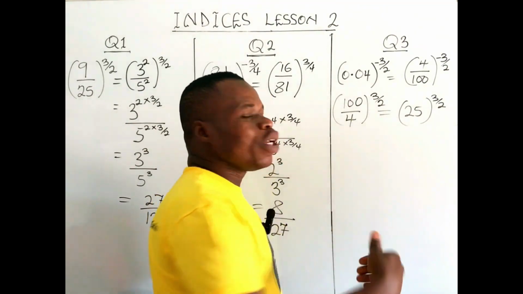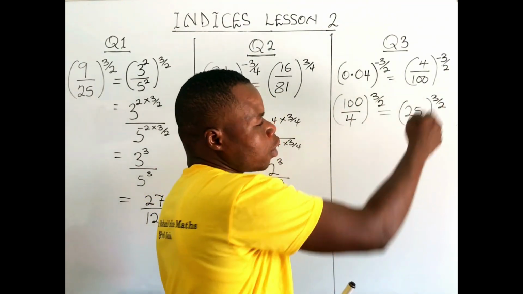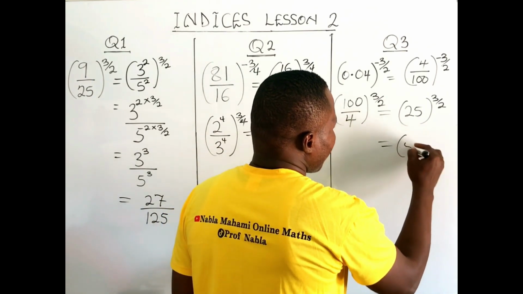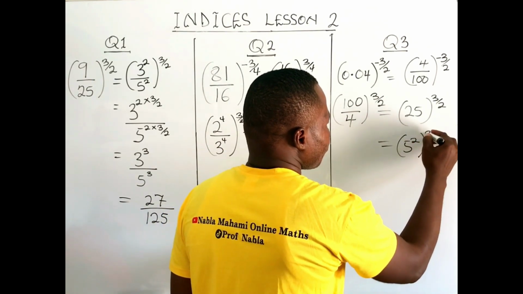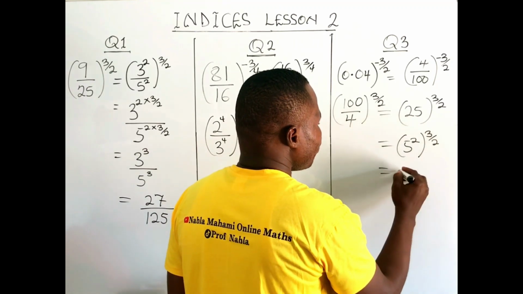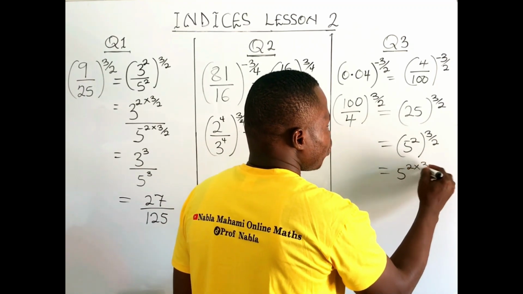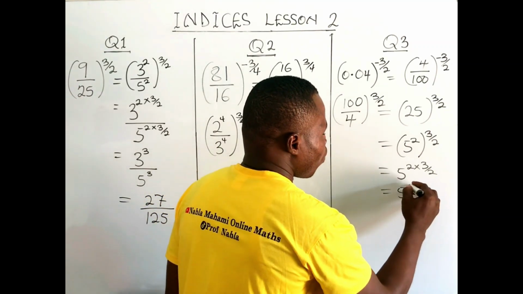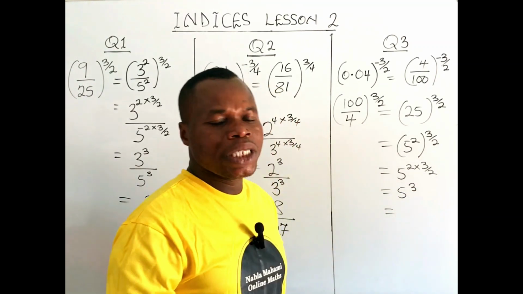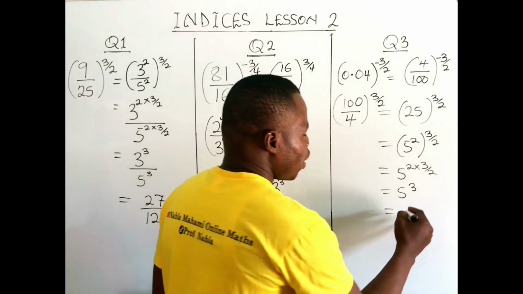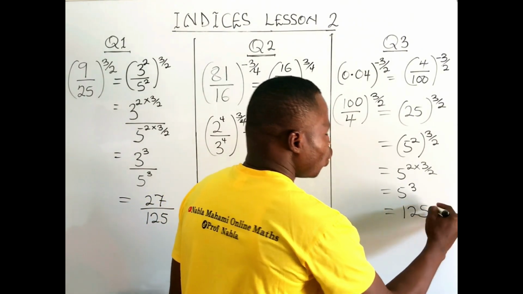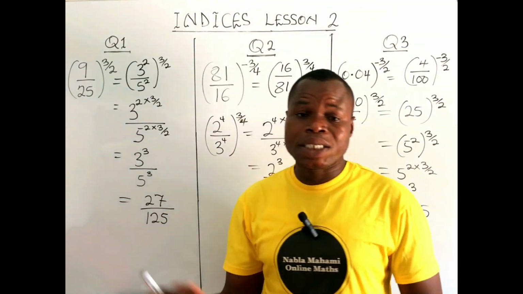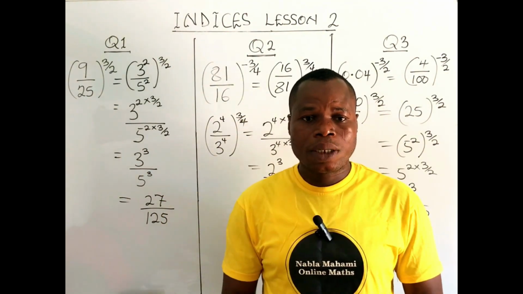And I can now break 25, looking at this particular denominator, which is 2. And you can see that 25 will be 5 times 5, which is 5 squared. Then I'll bring my 3 over 2. And this will be 5 to the power 2 times 3 over 2. And you know, this 2 will take away this 2. I will now leave what? 5 to the power 3. And 5 to the power 3 means 5 times 5 times 5, 3 times. And I'll get 125.